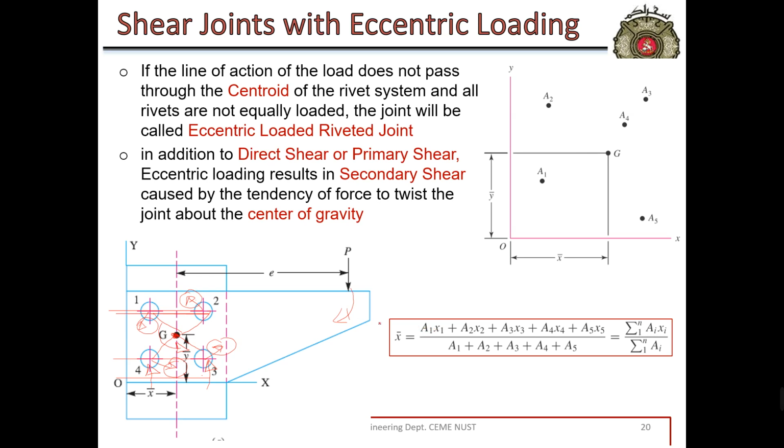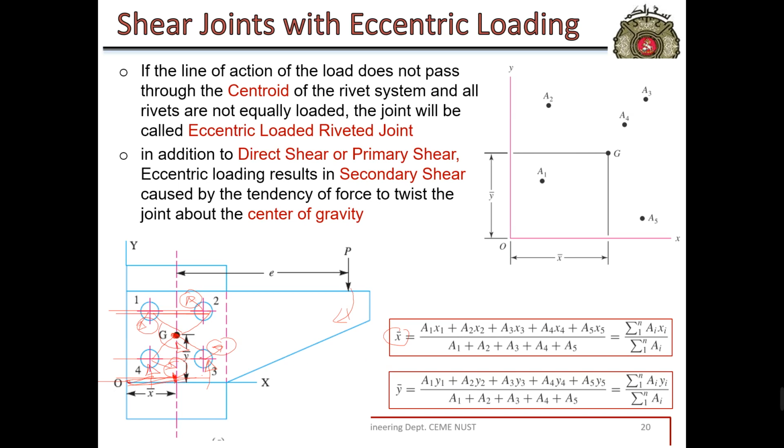A1 X1, A2 X2: area of rivet 1 times distance of rivet 1 from, for example, point O. From this O, we have the distance of all the rivets in the X direction and their areas. If, let's say, we have the same diameter for all the bolts, in that case A1, A2, A3, A5 are all the same. It will cancel out, so we are only left with the distance parameters x1 plus x2 plus x3 plus x4 divided by the number of bolts, which will give us x bar, the position of the center of gravity at the centroid from this O.